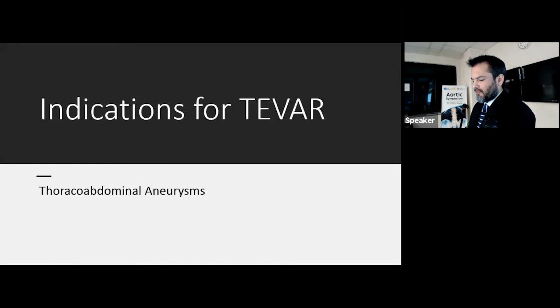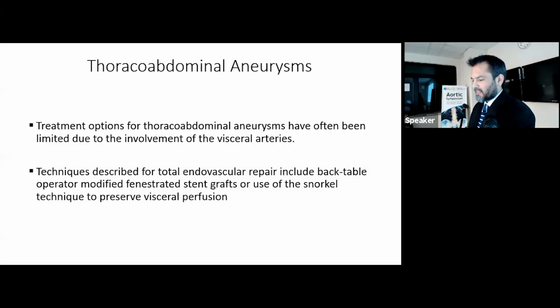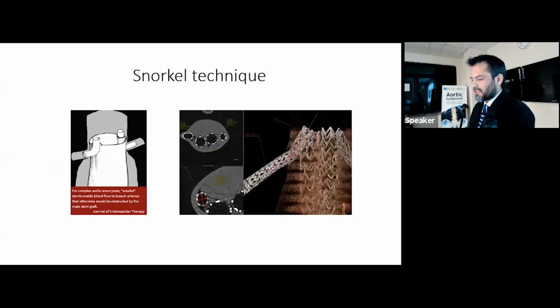Thoracoabdominal aneurysms. Yes, that's one of the indications. So we talk about snorkels and chimneys and periscopes, and what are all these different things? So basically, this is where we're having to cover an important visceral branch. And when we do that, we need to keep it perfused.